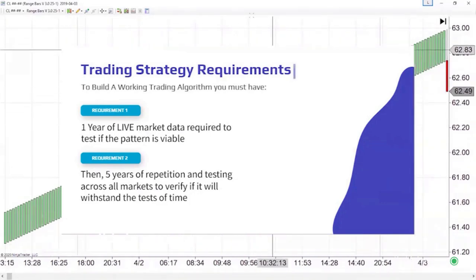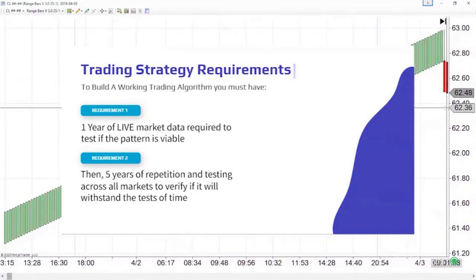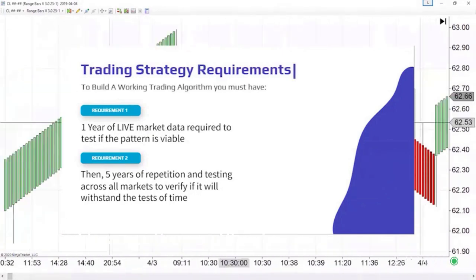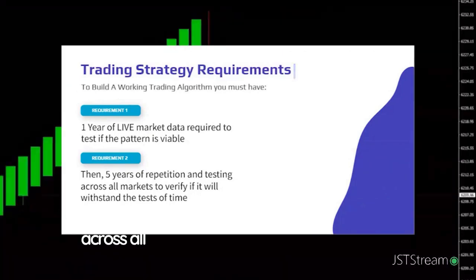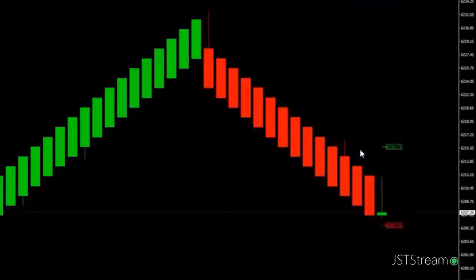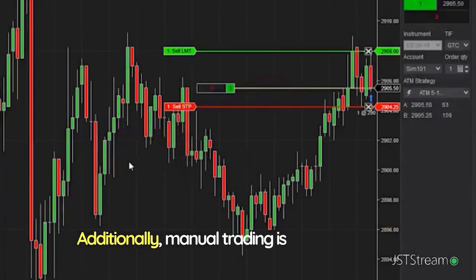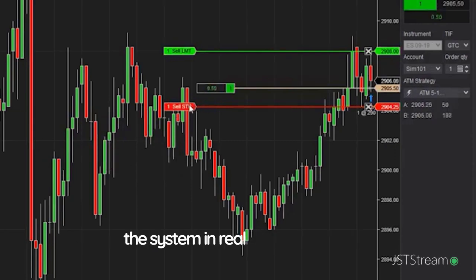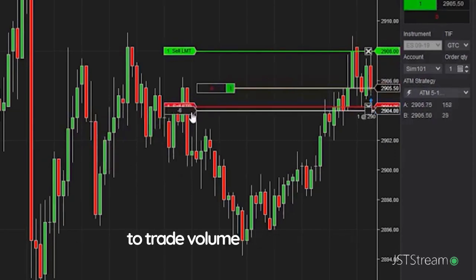It takes 1 year to test if the strategy is viable as a pattern, and then 5 years of repetition across all markets to verify if it will truly work. Additionally, manual trading is essential to test the system in real time in relation to trade volume and frequency.